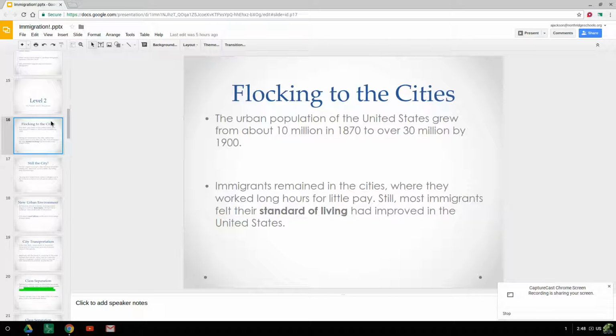You see, immigrants are going to remain in cities where they're going to work long hours for little pay. Still, a lot of immigrants are going to feel that their standard of living has improved drastically from where they are from. You see, coming to the United States is a major upgrade for them, even though they are still getting paid less and working long hours.